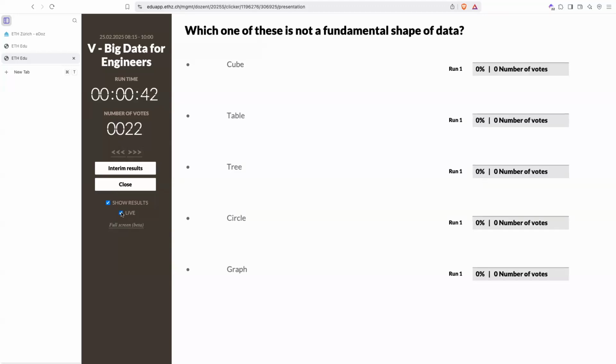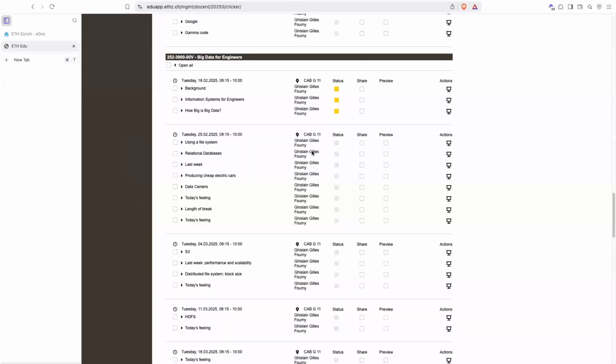So what do we have? Circles, indeed. Cubes, tables, trees, graphs, and the fifth one, vectors, unstructured, right, for LLMs. So yes, indeed, it's the circles that are not a fundamental shape of data.